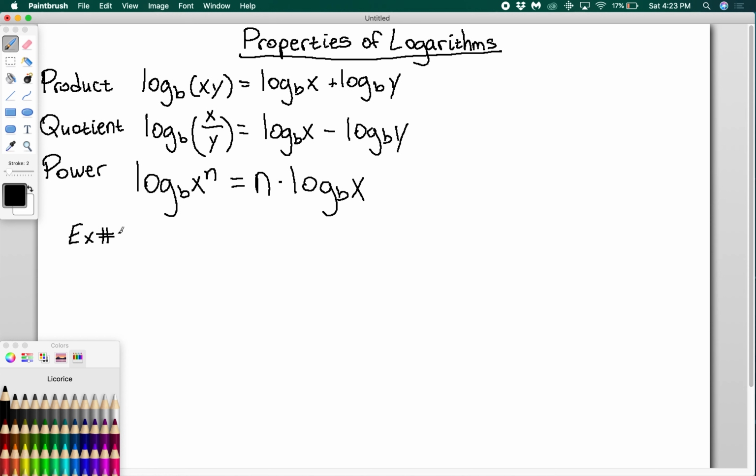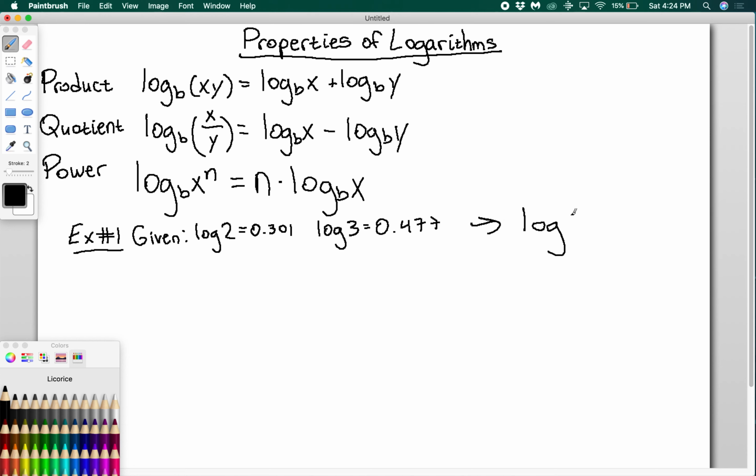Let's say I am given that log of 2 is equal to 0.301, and let's say I give you that log 3 is about 0.477. And then I ask you, what is log 48? And remember, when we don't write a number for the base, it is implied to be 10. So I'm doing log base 10 of 48, and that's going to be hard to do without a calculator.